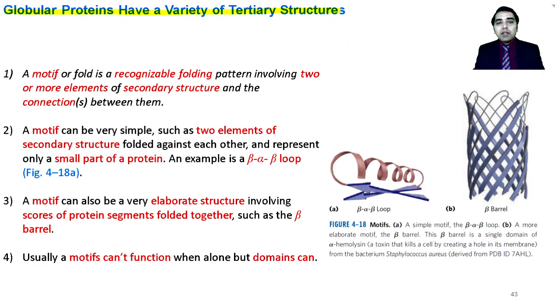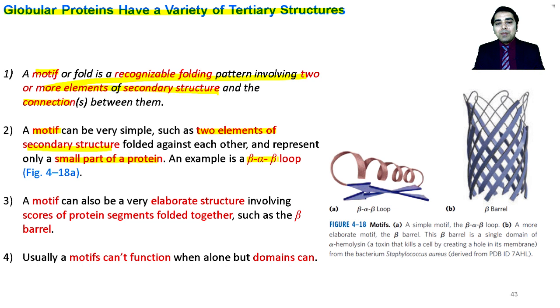Globular proteins have a variety of tertiary structures. First of all, we will define what the motifs are and what the domains are. The motif is a recognizable folding containing two or more elements of secondary structure, and those secondary structures are connected by connections. A motif can also be defined as two elements of the secondary structure that represent a small portion of the protein.